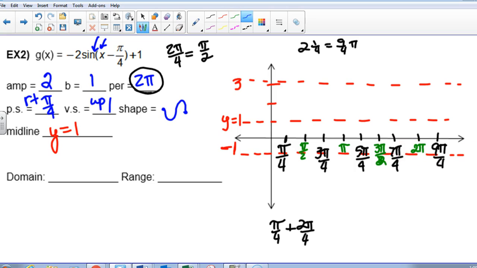All right. Where do we start again? The shape here, we're starting at the midline, over to the right though at pi over 4. And then it goes down at 3 pi over 4, back to the midline at 5 pi over 4, up at 7 pi over 4, and back to the midline at 9 pi over 4.